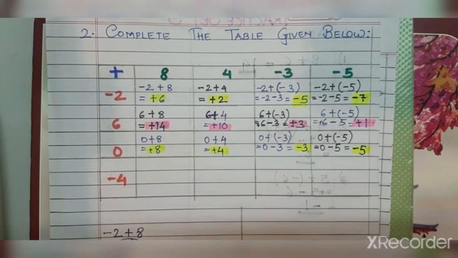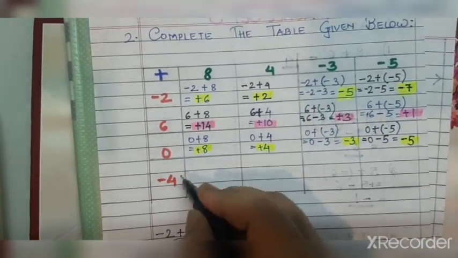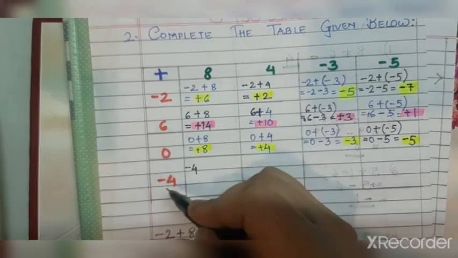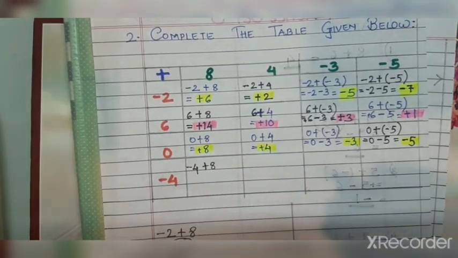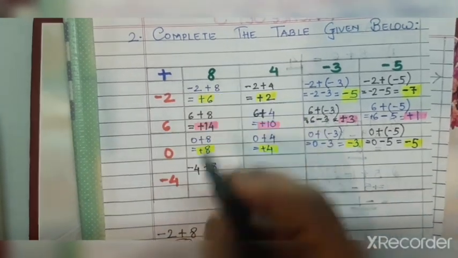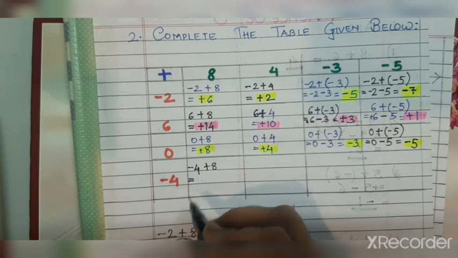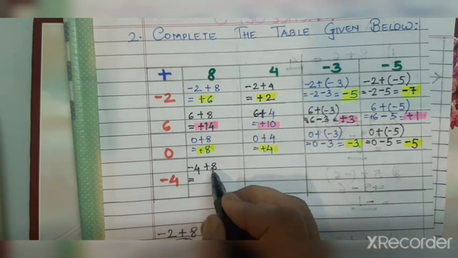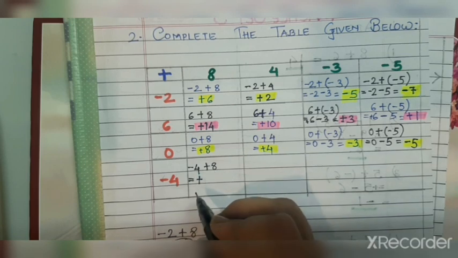And now the last. So -4 plus 8. So what is -4 plus 8? Signs are different. So write the sign of greater number. Greater number is 8. The sign of greater number is positive. And subtract. 8 minus 4 is 4.